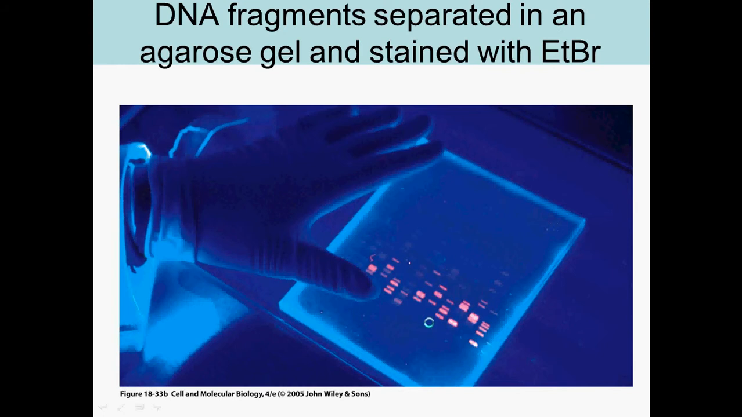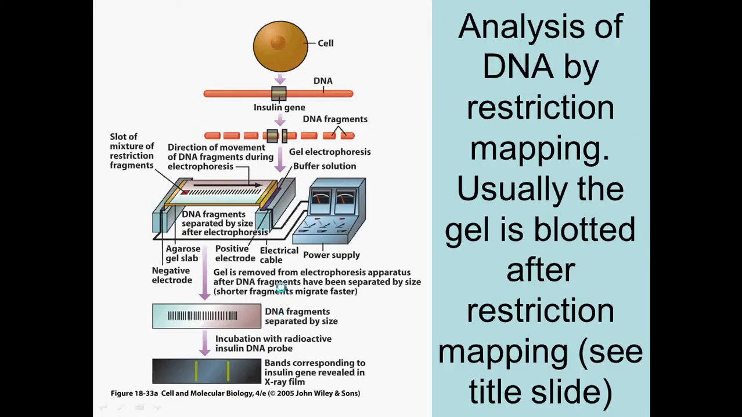This is gel electrophoresis stained with ethidium bromide. And this is an example of using restriction enzymes, then gel electrophoresis, and then probing with a radioactive probe. First you have the cell, and from the cell you take, let's say, all the human chromosomes and cut them up into DNA fragments.